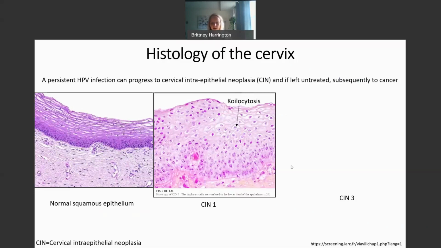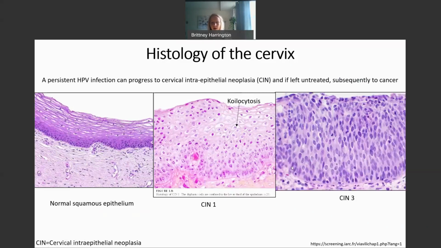And then as CIN 3 happens, you can see much greater loss of the layers. The basement layer is probably down here, but basically it's all proliferating nucleated cells all the way through. So this is late stage intraepithelial neoplasia. If this is left untreated, not excised, so on, this will progress to cancer.